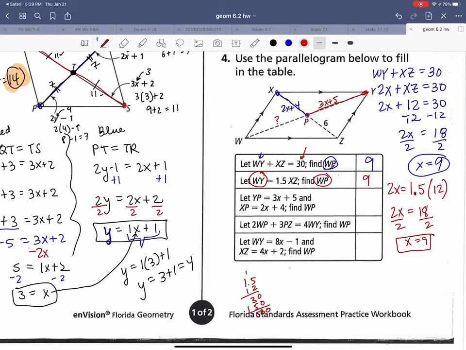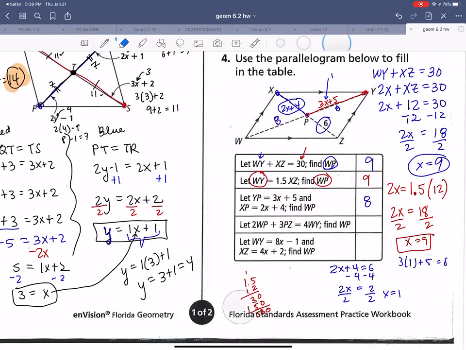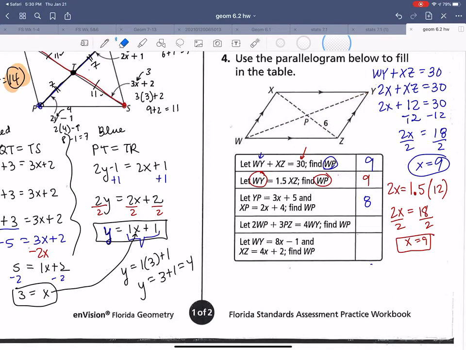Well, you know that these two, this one and this one are equal. So 2X plus 4 is 6. So we get 1. So now I can plug this in right here. 3 times 1 plus 5 is 8. So if this is 8, this will have to be 8, and that's what they've asked us to solve for. Cool. Okay, just going to erase some of these chicken scratches to give me more space here.